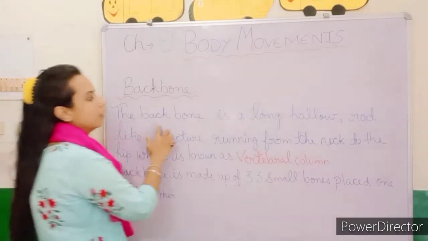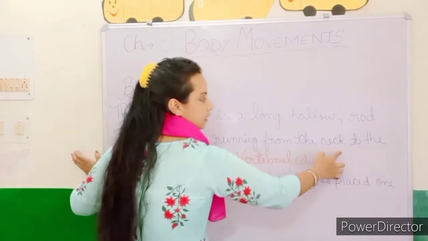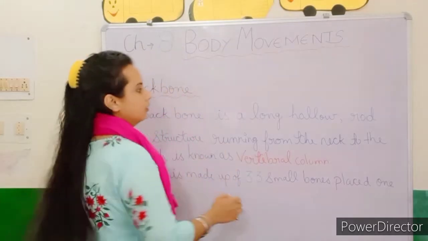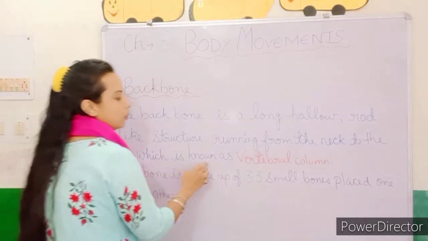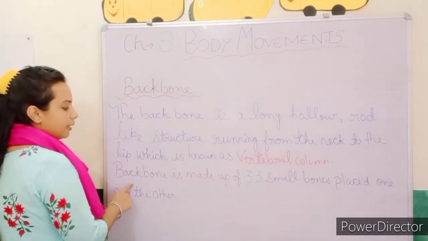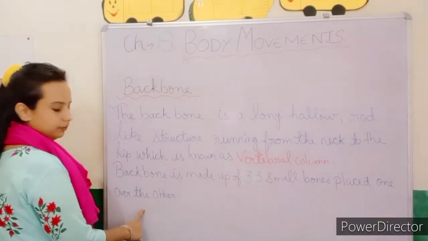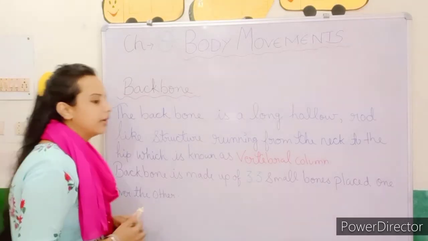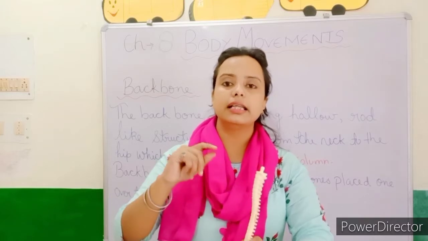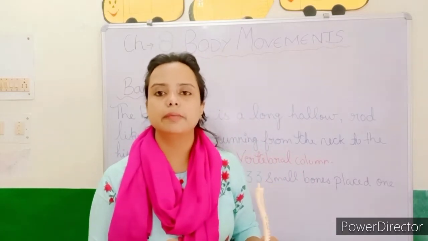What is the backbone? The backbone is a long hollow rod-like structure running from the neck to the hip, which is known as the vertebral column. The backbone is made up of 33 small bones placed one over the other, and between the two bones a cartilage is present, which helps in the little bit of movement we can see.